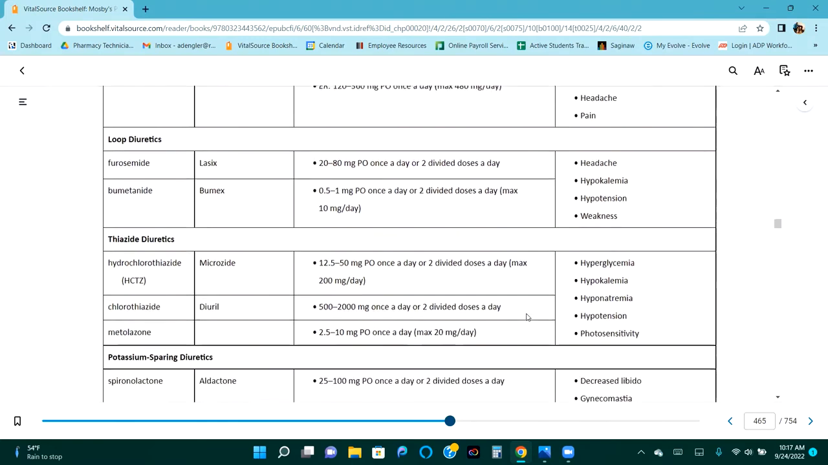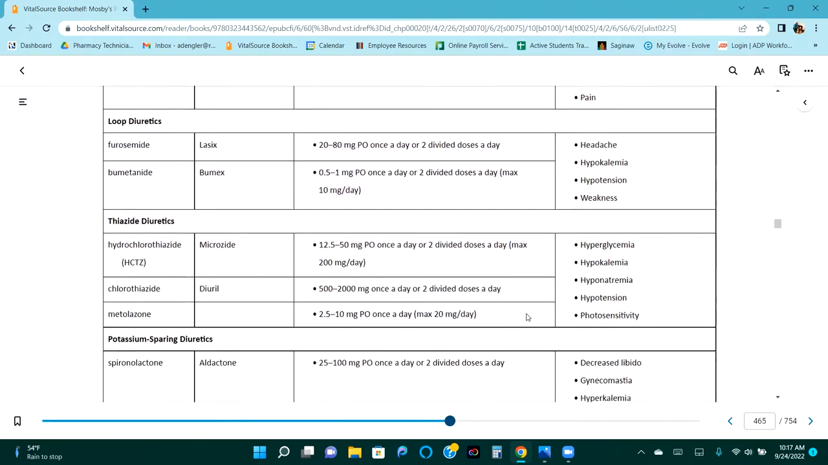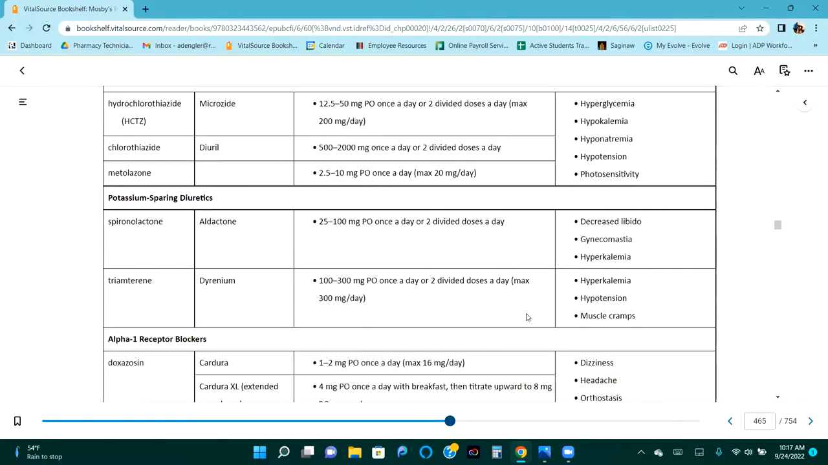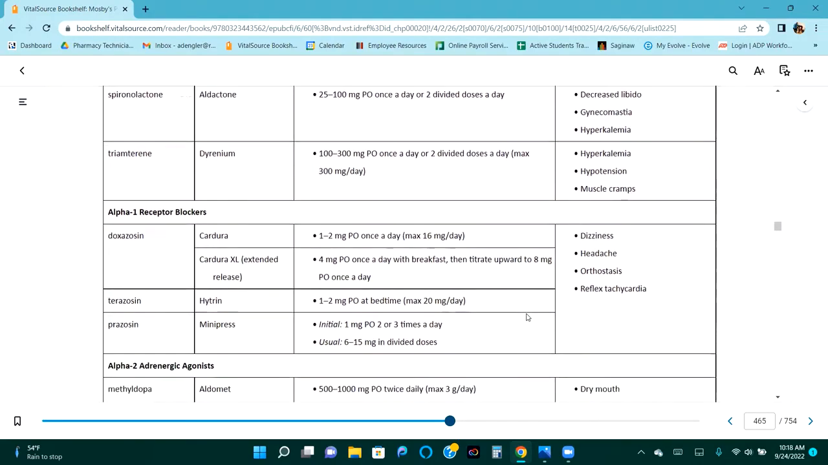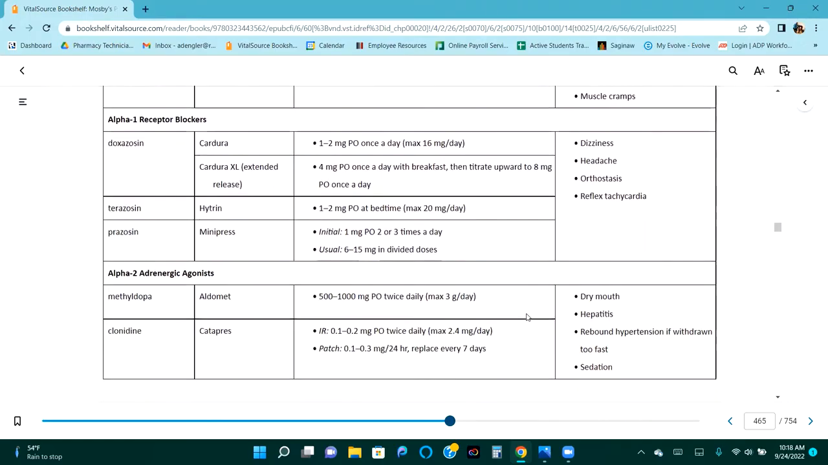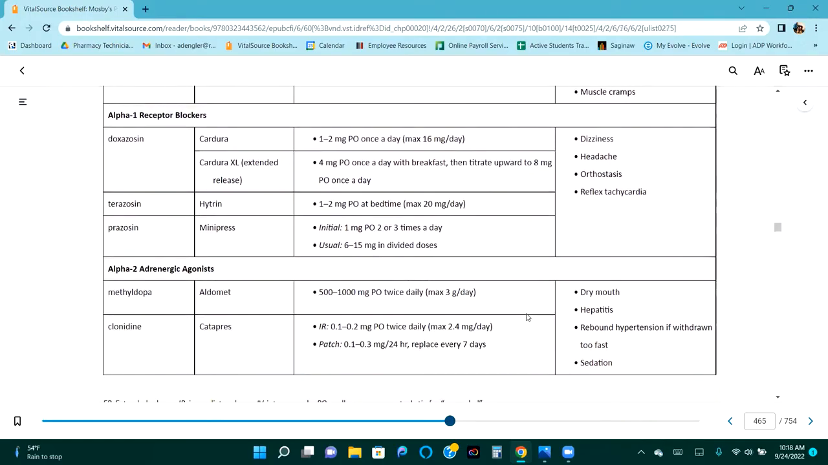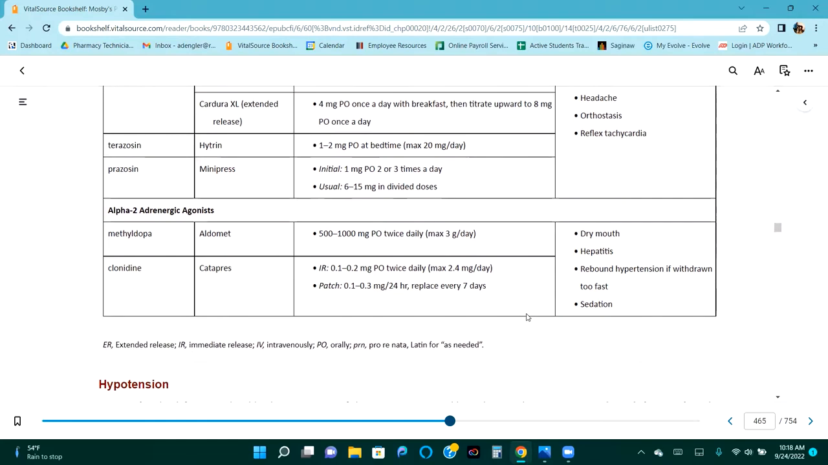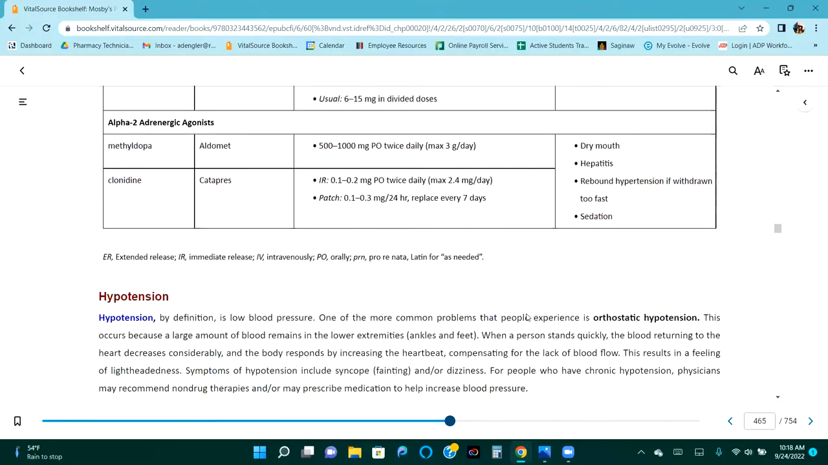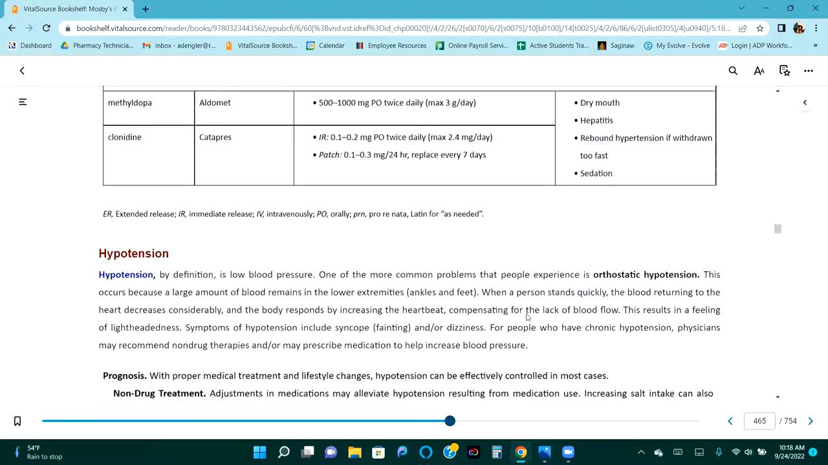Loop diuretics, we haven't talked about yet. We have Lasix and Bumex. Thiazide diuretics: Microzide, Diuril, metolazone. Potassium sparing diuretics like Aldactone and triamterene. Alpha-1 receptor blockers, which we talked about, not in this chapter, but in other chapters: doxazosin, terazosin, and prazosin. Those are all used for heart conditions, and they can be used for BPH in males. Alpha-2 adrenergic agonists like Aldomet and Catapres.